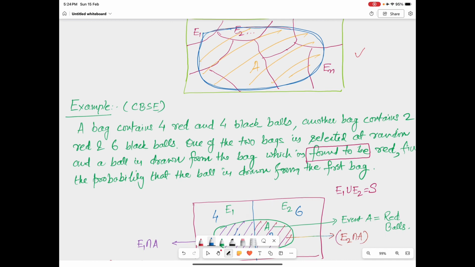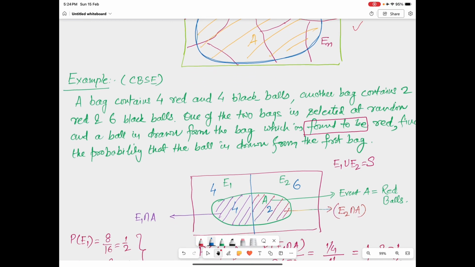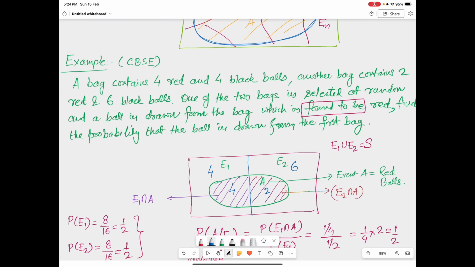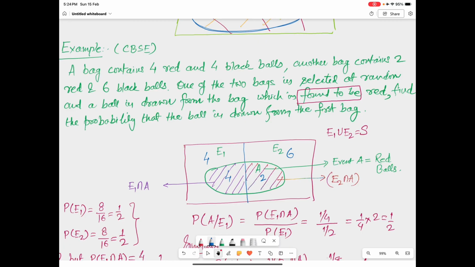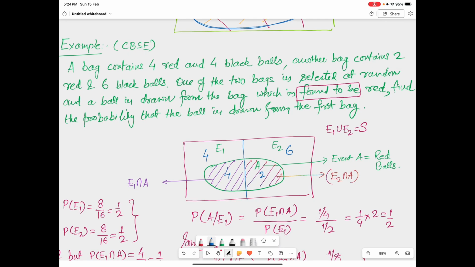So I will cover the first example here, which is a question in the CBSE also. A bag contains 4 red and 4 black balls, and another bag contains 2 red and 6 black balls. One of the two bags is selected at random, and a ball is drawn from the bag which is found to be red. So the phrase has been used there, found to be red. Find the probability that the ball is drawn from the first bag.